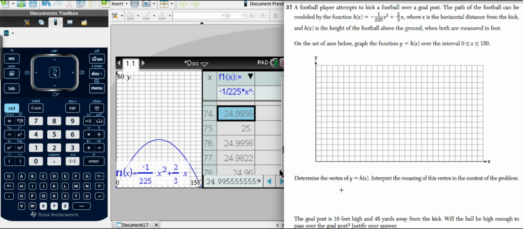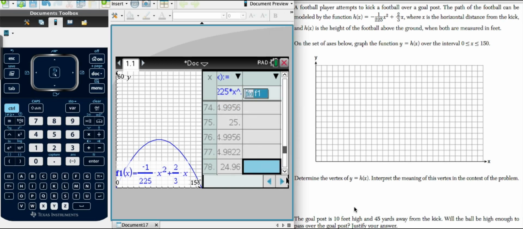Now we'll go on to the next part here, and we'll have to go back. The goal post is 10 feet high and 45 yards back from the kick. Will the ball be high enough to pass over the goal post? Justify your answer. Well, notice we've been working in feet. And all of a sudden, we have a question in yards. So we're going to have to convert the yards to feet.